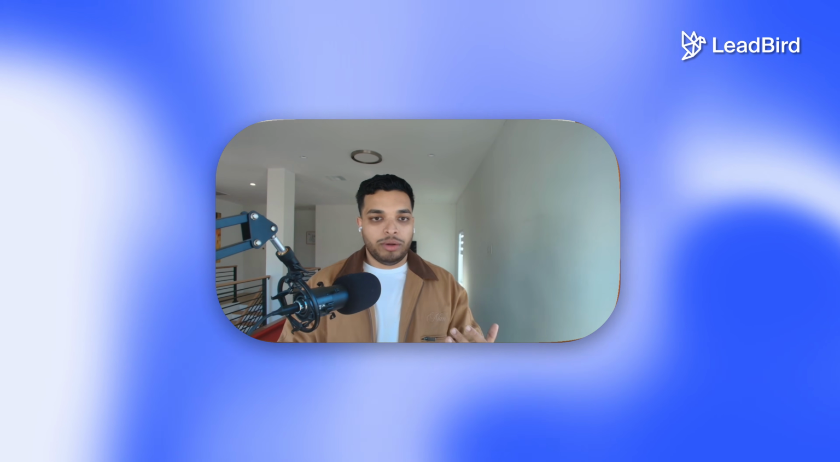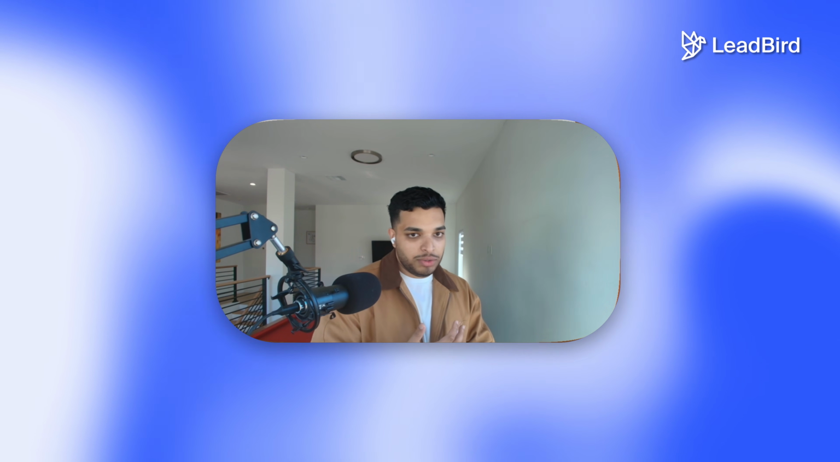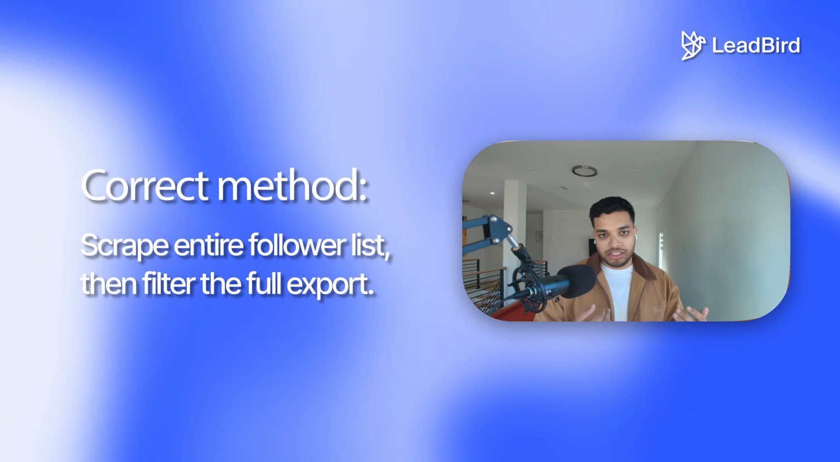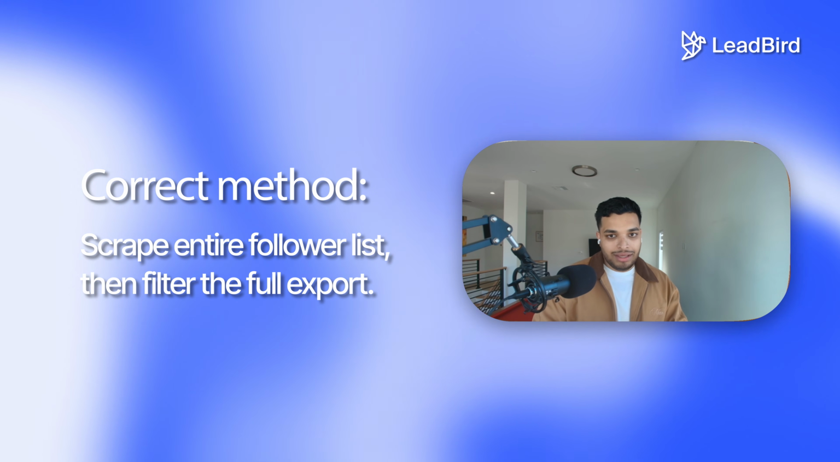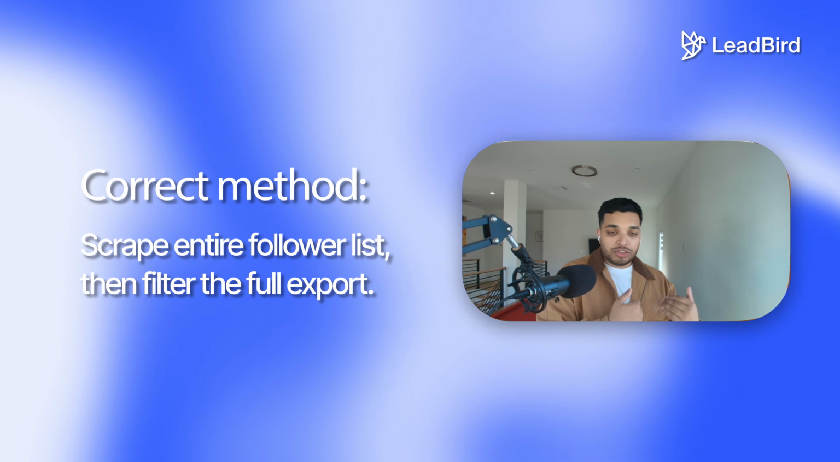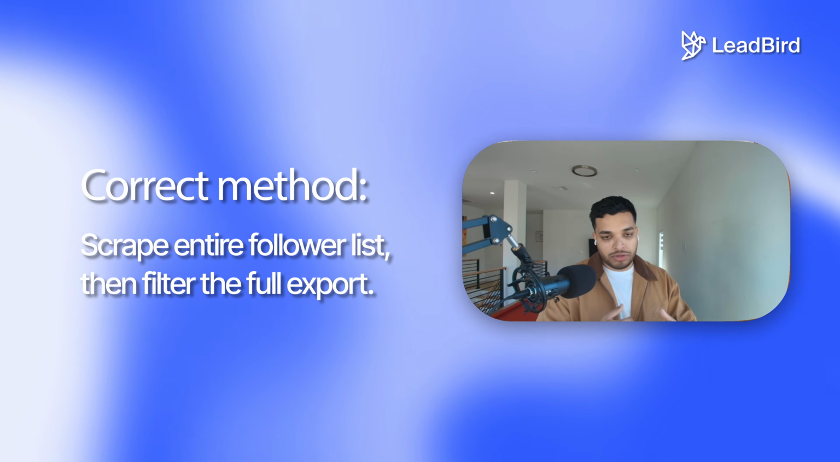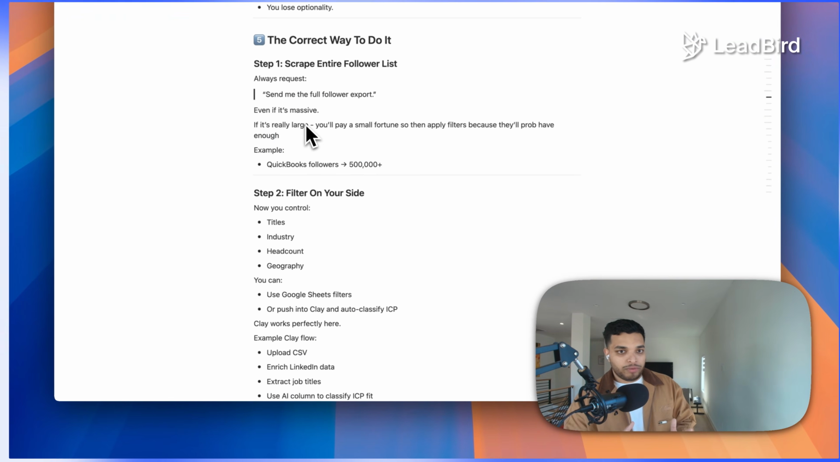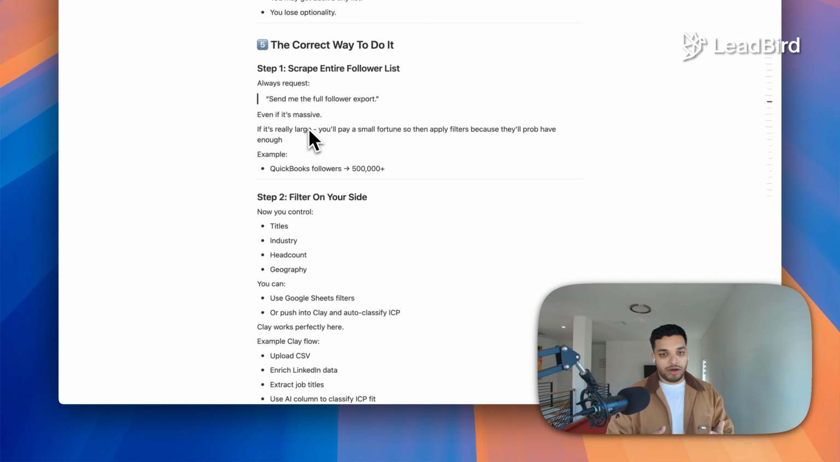So the correct way to do it, in my opinion, and what we've found success a lot of times doing, is asking the provider to just scrape the entire follower list and then using filters on your own to filter down the big export. And that'll allow you to get the maximum amount of contacts to be able to do the outreach. And I find that to be better because a lot of times you'll see yourself win when you just do more volume.